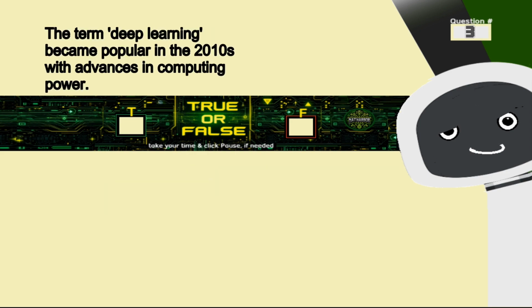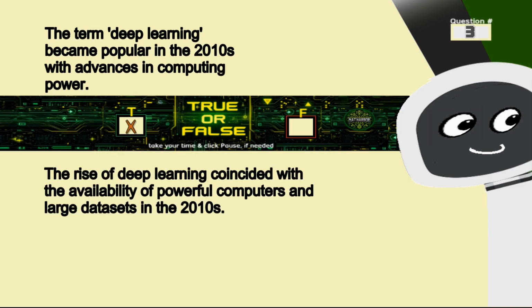True or false? The term deep learning became popular in the 2010s with advances in computing power. That's true. The rise of deep learning coincided with the availability of powerful computers and large data sets in the 2010s.